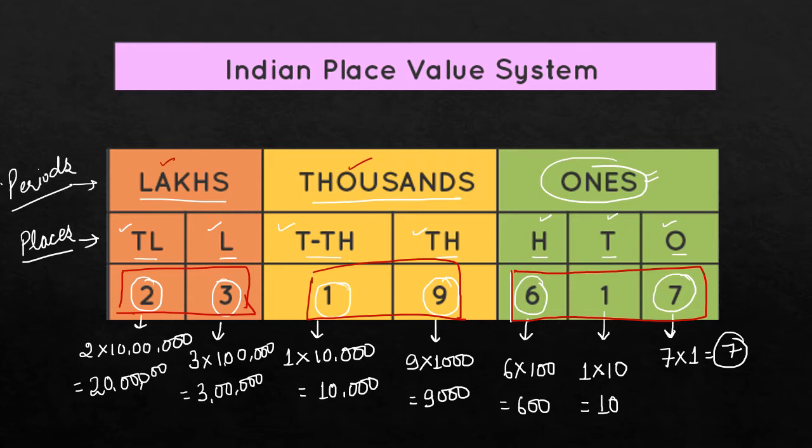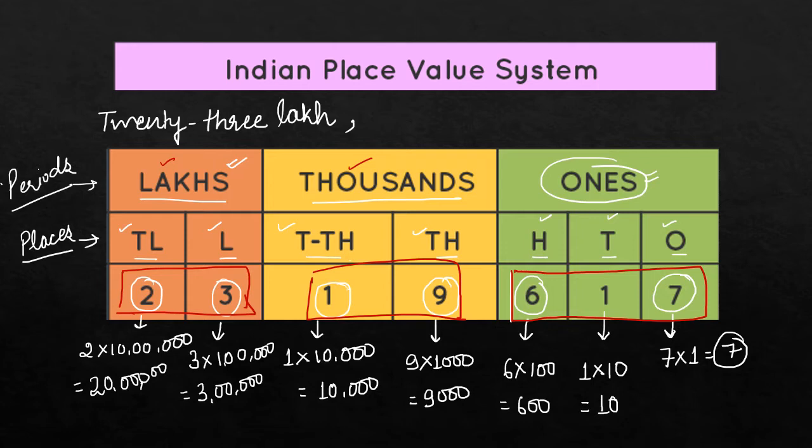Now to name this number, we will start with the lakhs period. Read the number given here in lakhs period, 2 and 3. 2, 3 makes 23. So we will write 23. After that we write the name of the period. So the number is 23 and the period is lakh. So it will be 23 lakh.